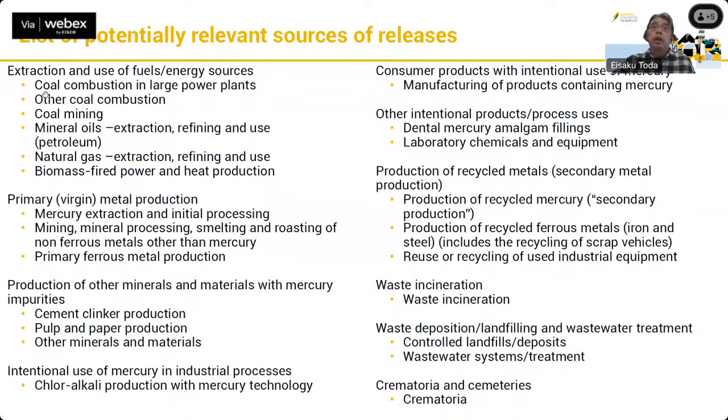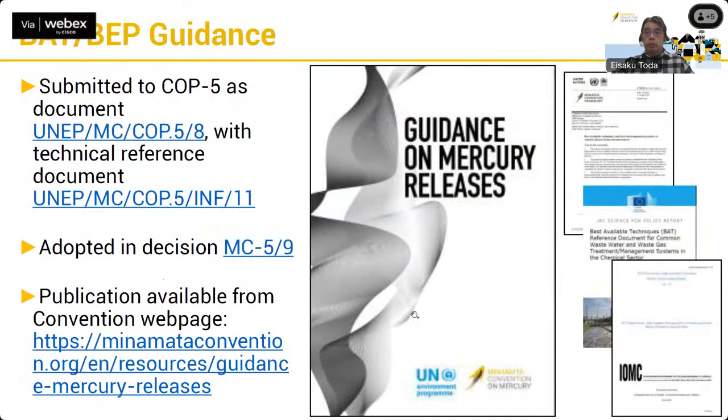The Article 8 emission sources such as coal combustion, metal production, and cement are included, and also the production of mercury-added products, waste incineration, wastewater treatment systems, and waste deposition sites are included as potential relevant sources of releases. Note that these are potential relevant source categories, and it is up to the parties to identify point source categories and individual point sources. The BAT-BEP guidance is available from the website, and this presentation will be shared after this session.